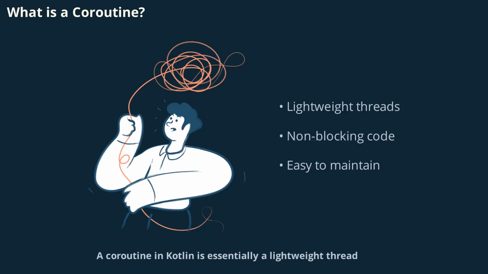A coroutine in Kotlin is essentially a lightweight thread. Unlike traditional threads, coroutines allow you to perform asynchronous tasks without blocking the main thread. This means your app remains responsive, even when handling complex or time-consuming operations. Coroutines are designed to be easy to use and maintain, making them a popular choice for modern Android and server-side development. By leveraging coroutines, you can write non-blocking code that looks and feels like regular, sequential code.